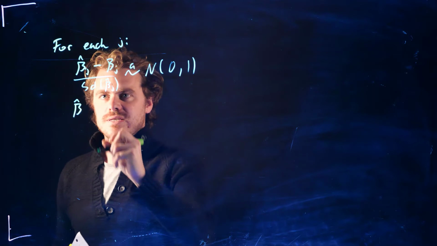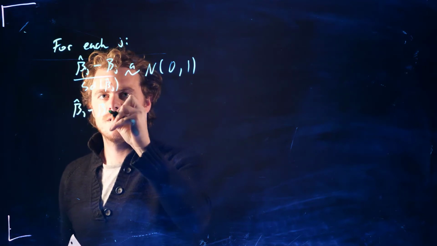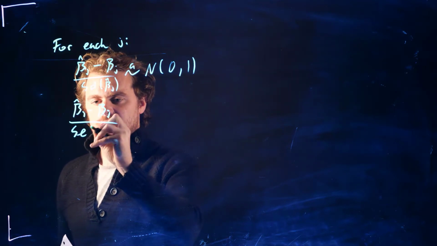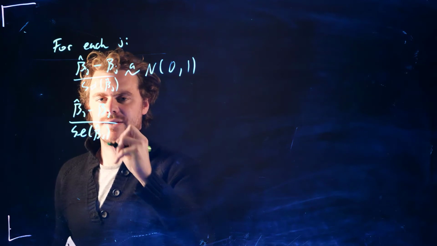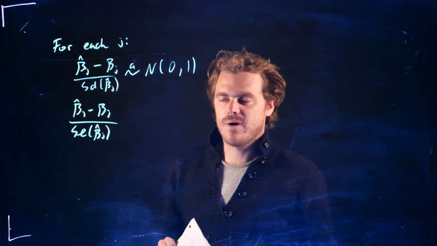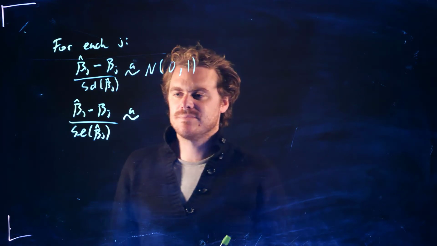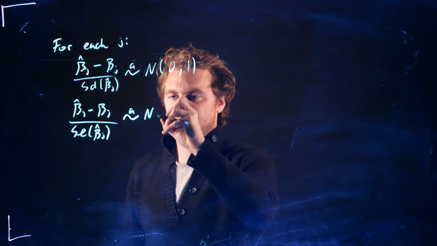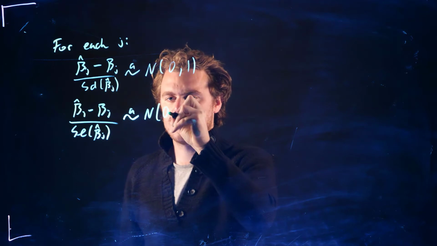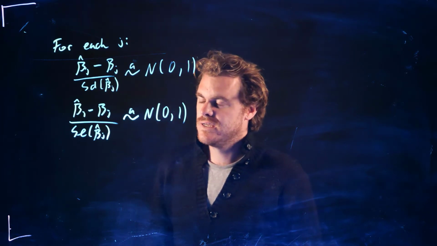And now, if we use the central limit theorem, then even when we use the standard error, because we don't know the variance of the population, this is also going to be asymptotically normally distributed with a mean of 0 and a variance of 1.